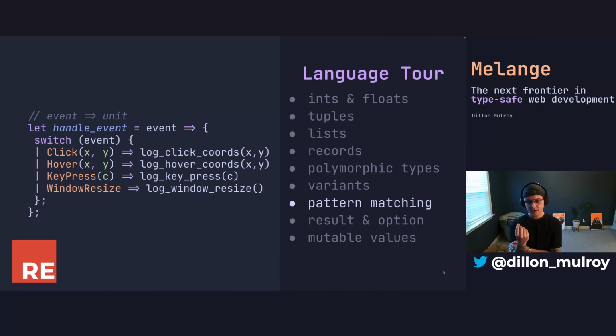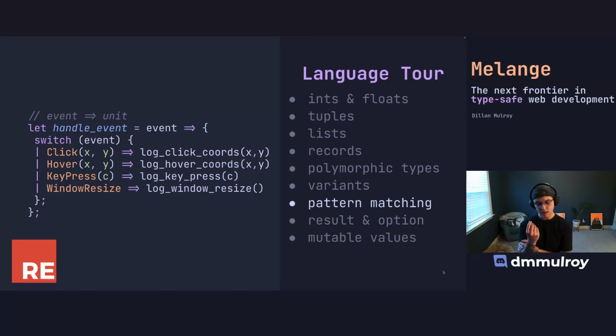Next is pattern matching. So variants and pattern matching kind of go hand in hand. We can see here that our handle event function is being inferred to take an event type, which is what we described on the last slide, and returns a unit. So a unit in ReasonML and OCaml is essentially the same kind of type as void in TypeScript. It basically means it's going to return nothing. So here we take our event and then we can switch on event.